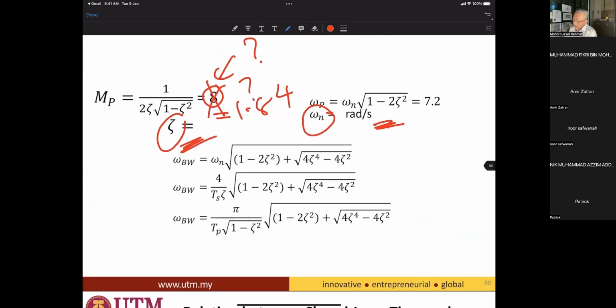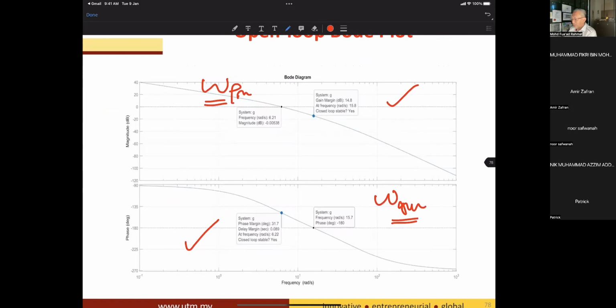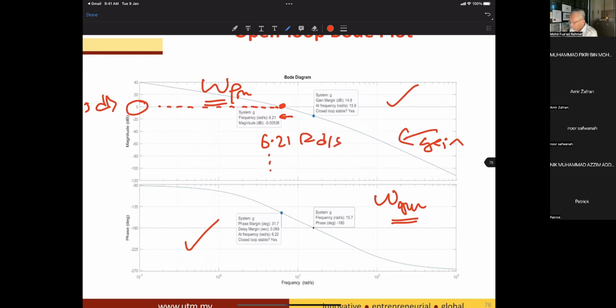Alright, can I ask for the previous slide? Just now you said cut to 0, I don't understand a little bit. Omega PM, omega phase margin, is when the gain curve cuts at 0 decibel. Here it cuts. What is its frequency? It is 6.1, okay. What unit? Radian per second. Then go down and look at the phase, 6.21 radian per second.